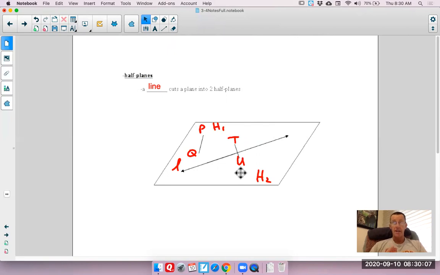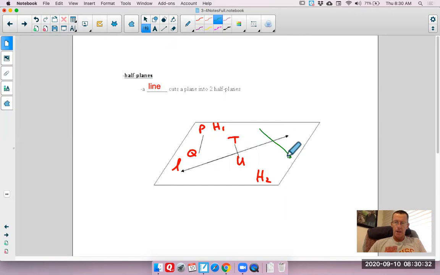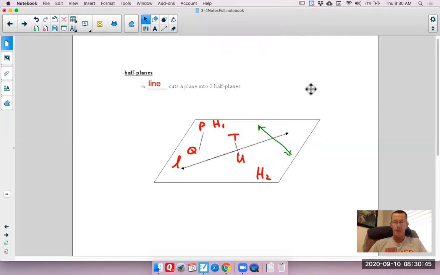Now I'm not saying that every single line cuts the exact same 2 half planes. If I'm using line L here, one half plane, which we labeled H1, would be this way, and H2, the second half plane, would be this way. But I could put another line in, let's use a different color, right here. This line's still in the same plane. Here would be a half plane, and over here would be a half plane. Still creating 2 half planes, just different half planes.